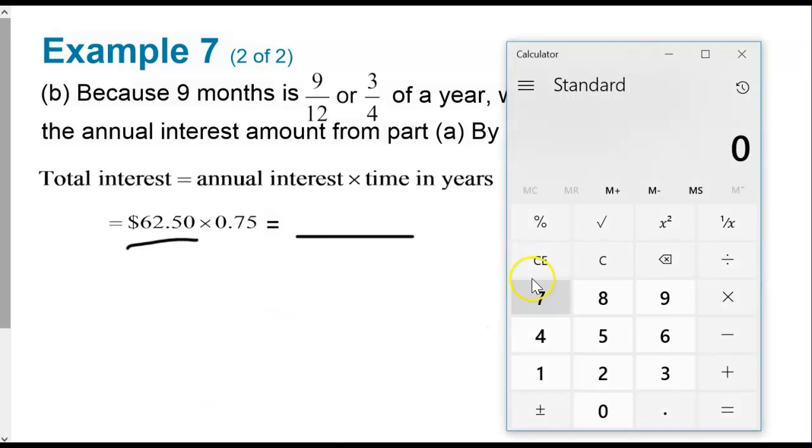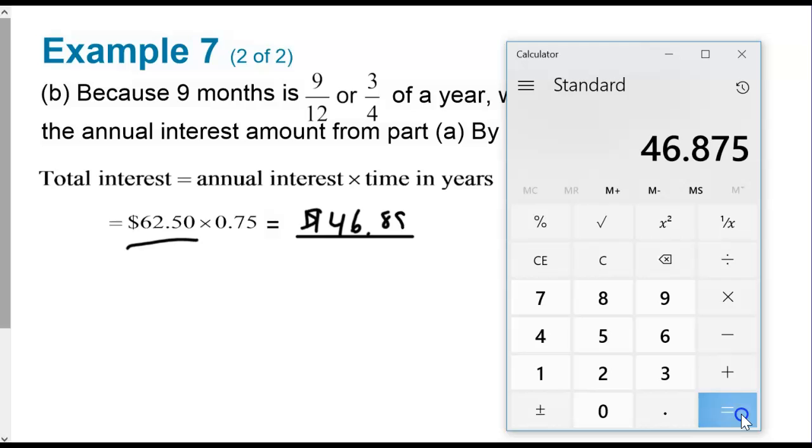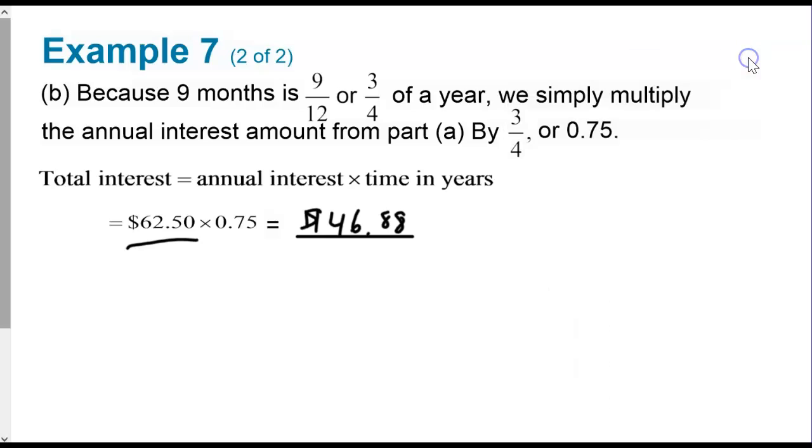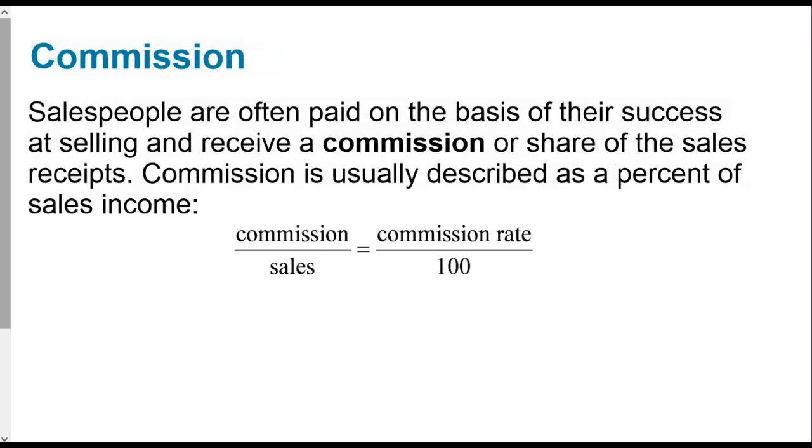And so for only 9 months, $62.50 multiplied times 3/4. Remember, I have to turn that into a decimal, 0.75. So you would instead earn $46.88. Okay, so remember, this is a special problem having to do with percents, and it uses the proportion. Make sure you go and look at how these are set up so you can do it correctly on your homework.